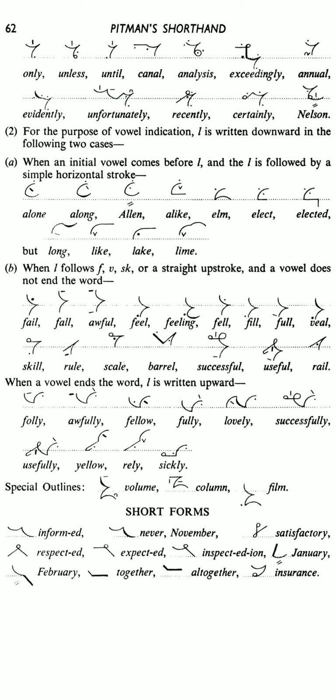Rail. Upward R on the line, downward L. Heavy dot on the second place of upward R after it. Next is when a vowel ends the word, L is written upward.